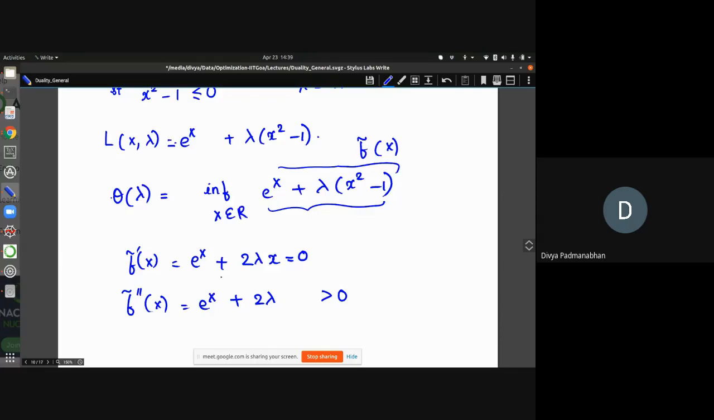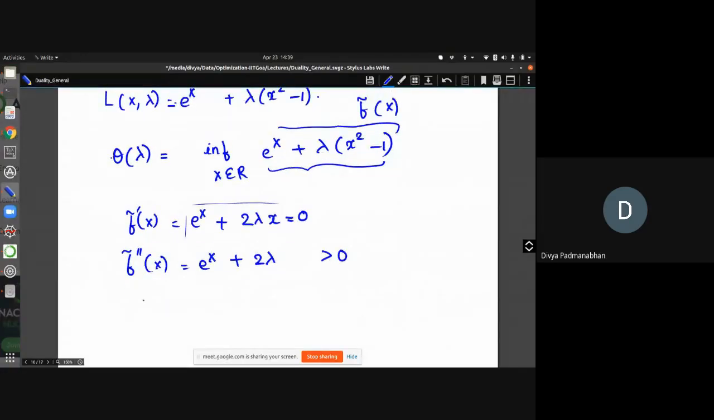And this is always greater than 0, because our implicit assumption is that the lambda we get here is greater than 0, and e^x is anyway greater than 0. So this is actually a convex function, and if you find an x such that this condition is satisfied, that's going to minimize f tilde. So the dual function theta of lambda is this thing here. You need to make a substitution: e^x plus lambda times (x^2 minus 1).